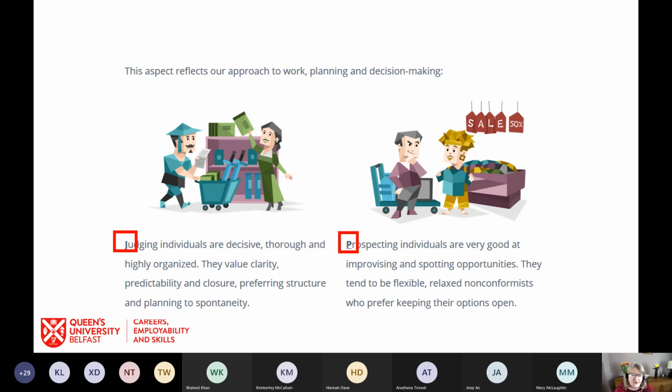The prospecting person wants to keep their options open, keep a range of choices available to them. They want to be able to remain flexible, respond to emerging information. So they don't want to have that plan whenever something new might happen and they have to respond to that. They prefer to go with the flow and prefer to be spontaneous. Now, think about it in terms of our judging individual who wants all the structure and the planning.